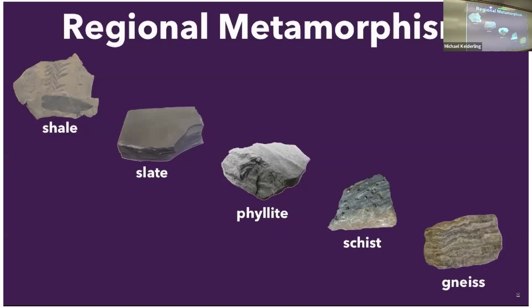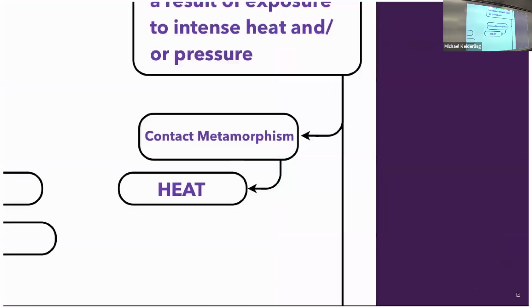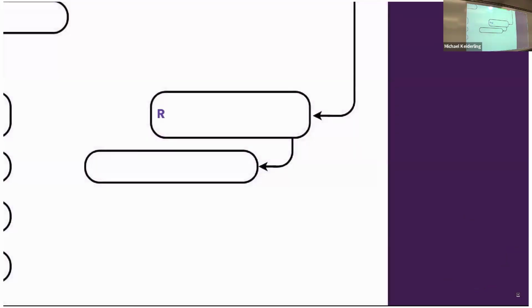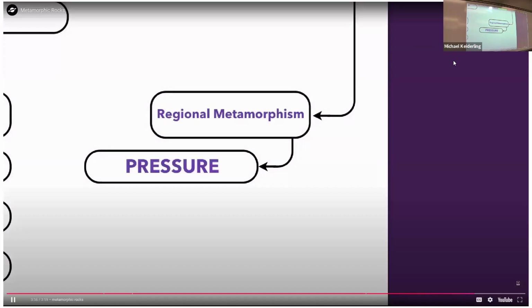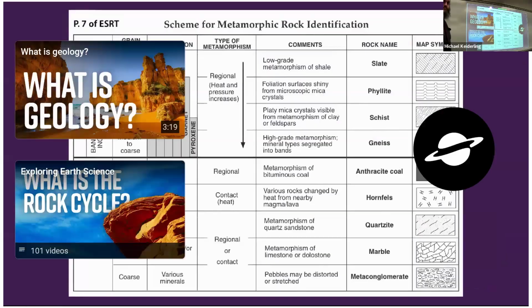Now, if you were to take gneiss and add additional heat and pressure, it would likely melt into magma or lava, and then it would become an igneous rock. So gneiss is generally the extent of metamorphism that we see. Let's go back to our flowchart. So our second type of metamorphism is called regional metamorphism, and this is caused primarily by pressure. Of course, all of this is summarized in your reference tables on the metamorphic rock chart on page 7.